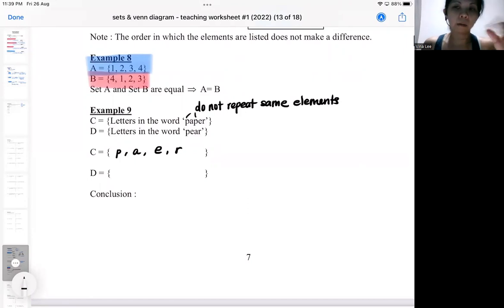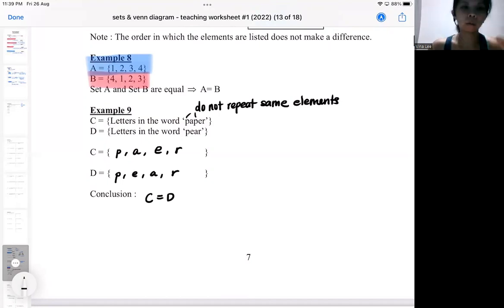And in D, we're going to list out the letters in pear. P-E-A-R. You realize that they got the same number of elements and all the elements are the same. Okay, so in this case, my conclusion is C is equal to D. So these two sets are equal because they got exactly the same element. So when you list element, you do not repeat the same element. No matter how many times it's repeated.